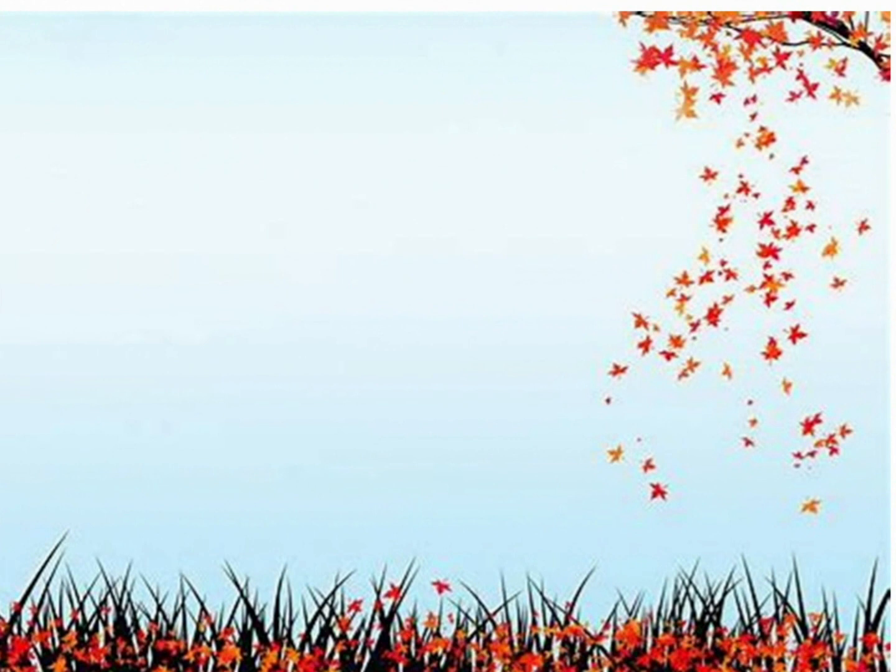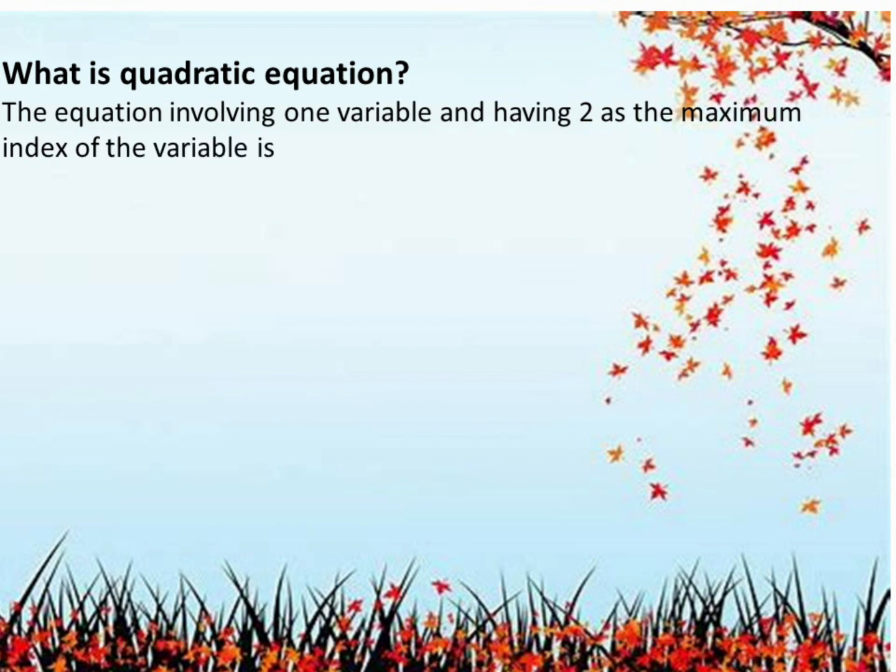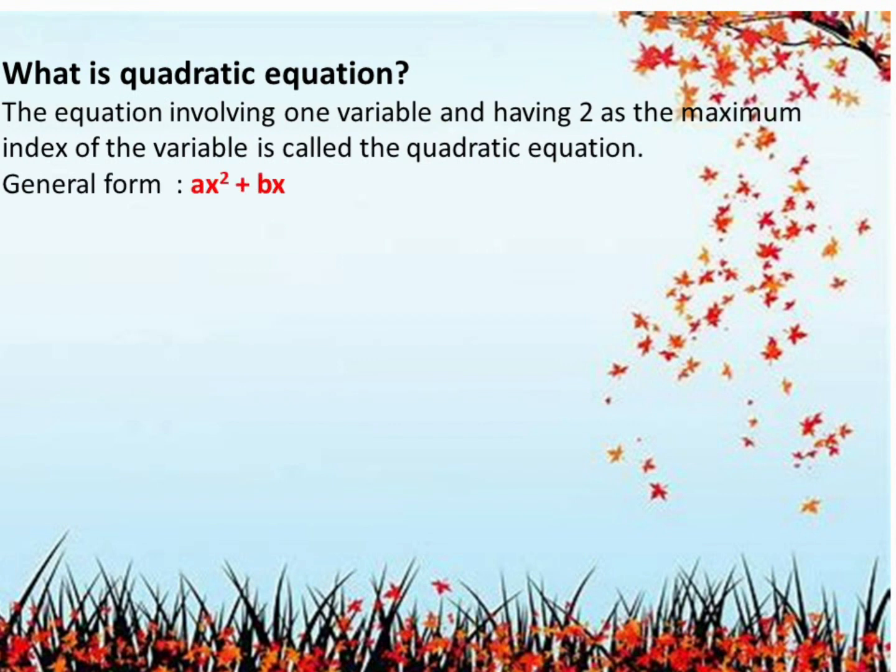Study what do you mean by quadratic equation. The equation involving one variable and having 2 as the maximum index or a power of the variable is called the quadratic equation. The general form of the quadratic equation is ax square plus bx plus c is equal to 0. Here a, b, c are real numbers and a cannot be 0.